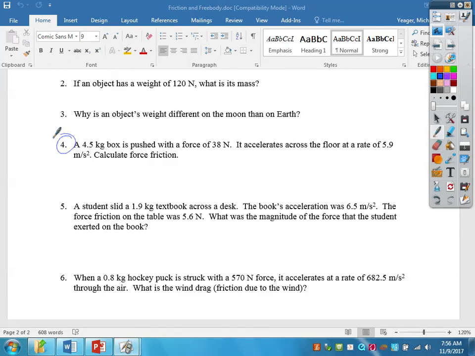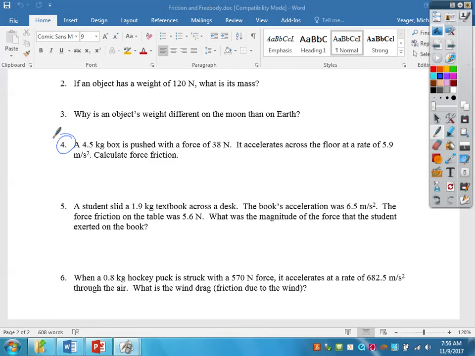Now the thing is, like in this problem, if I gave you things step by step, people are solving it. But this is where, okay, let's just solve it with this setup. So you have a 4.5 kilogram box pushed with a 38 Newton force. It accelerates across the floor at 5.9 meters per second squared. Calculate the force of friction.